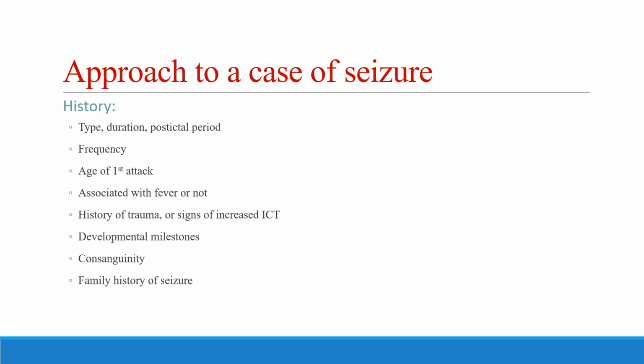When trying to approach a case of seizure, we have to start with history for illustration of the type, duration of seizure, and the post-ictal period, the frequency of recurrence of seizures, the age of the first attack, association with fever or not, history of trauma or signs of increased intracranial tension, developmental milestones, consanguinity, and family history of seizures.